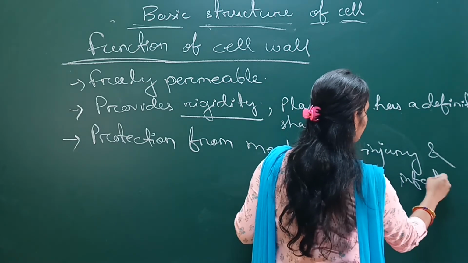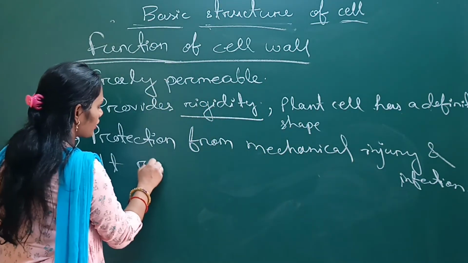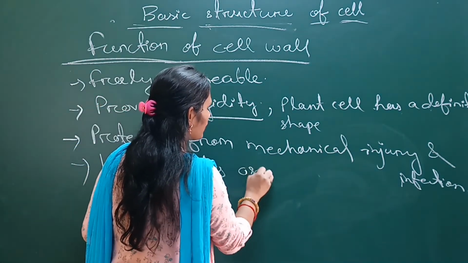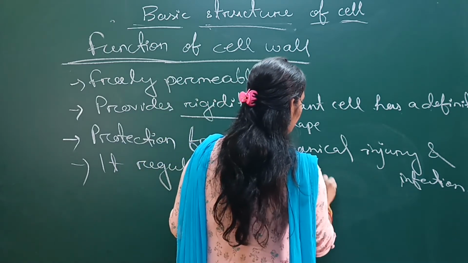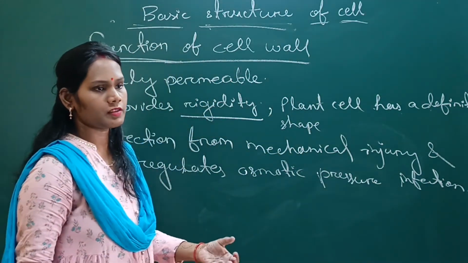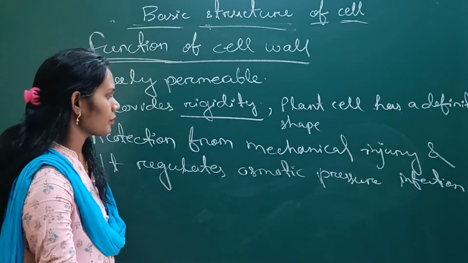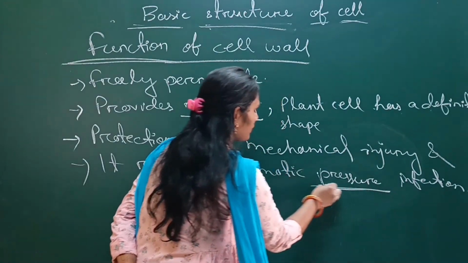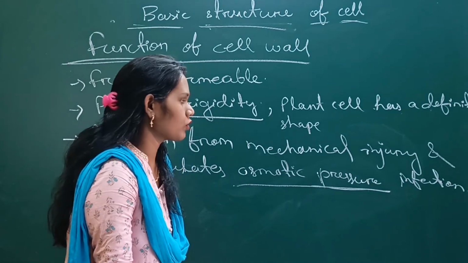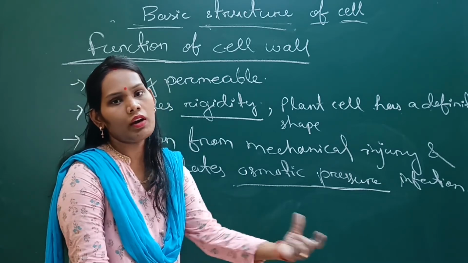Okay. Next, it regulates osmotic pressure. Osmotic pressure means, what is osmosis? Osmosis is a process in which water molecules are transported from higher concentration to lower concentration, and this transportation also results due to some pressure, and that pressure is the osmotic pressure, and that is also regulated by the cell wall. Due to osmotic pressure, the water molecules, the solvent molecules, can pass from one cell to another cell.